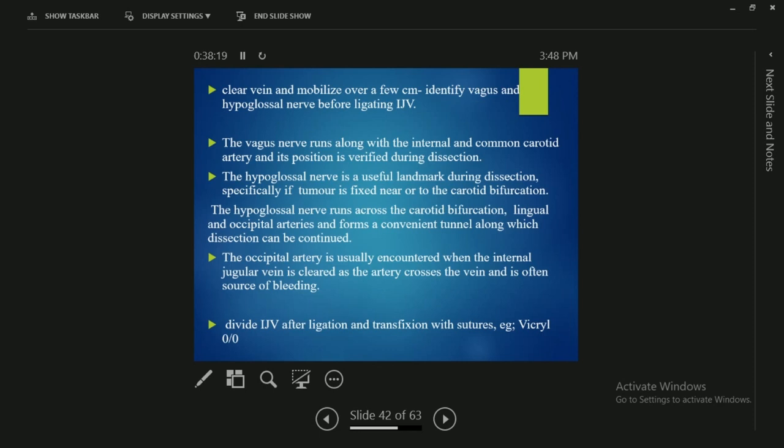The hypoglossal nerve runs across the carotid bifurcation, lingual and occipital arteries, and forms a convenient tunnel along which dissection can be continued. The occipital artery is usually encountered when the internal jugular vein is cleared, as the artery crosses the vein and is an open source of bleeding. Divide the internal jugular vein after ligating and transfixation with a suture, bilateral zero.